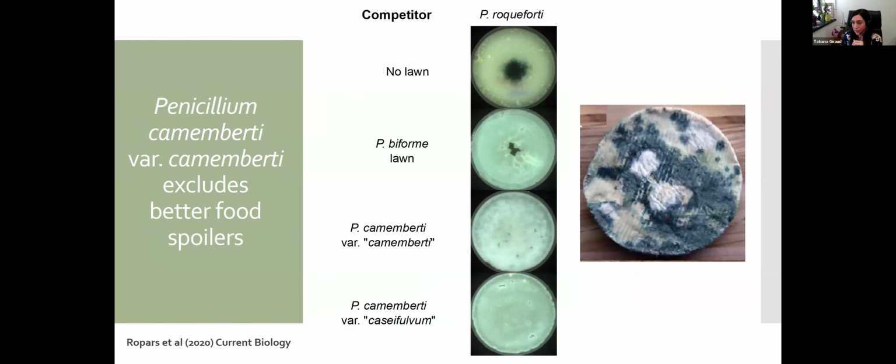And we also looked again at the ability to exclude competitors. Again, we made either no loan, or Penicillium biforme alone, or camemberti, and you can see that Penicillium camemberti was very good at excluding the Penicillium roqueforti challenger, while Penicillium biforme let it grow a bit. So again, it looks like there has been an increasing selection for avoiding food spoilers.